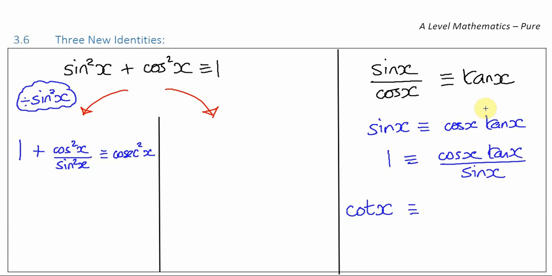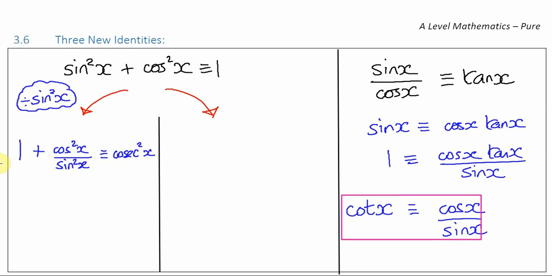Remember, I'm dividing by tan x at the moment, and on the right hand side I'll be left with cos x over sine x. So that is a brand new identity. Cos x divided by sine x is cot x. I can now use that to simplify this middle term. That is the square of cos x over sine x.